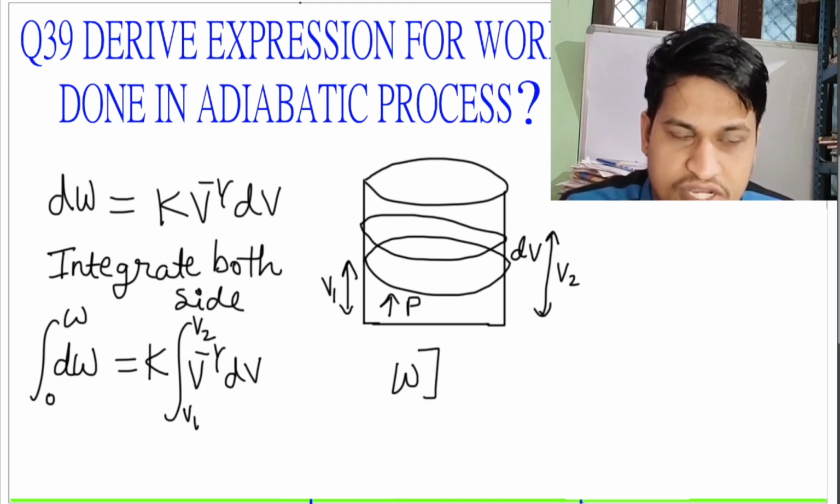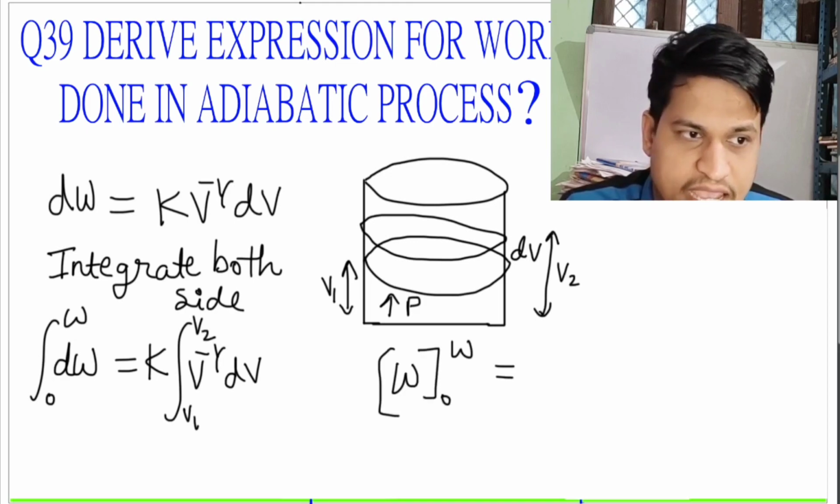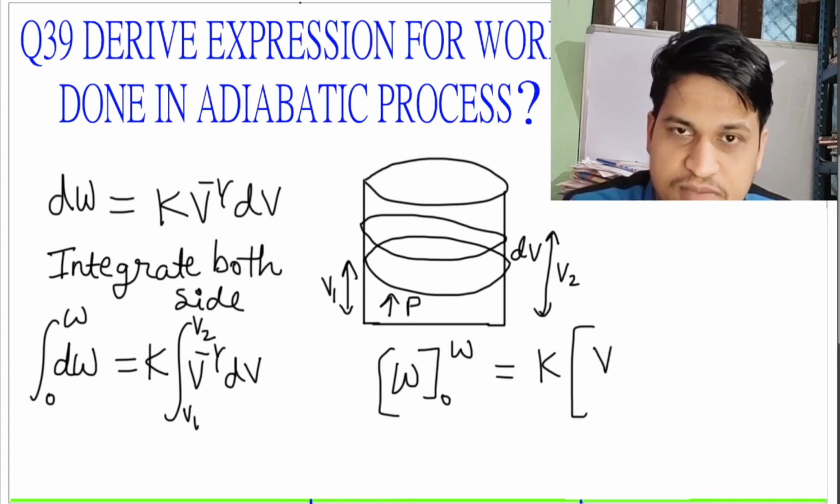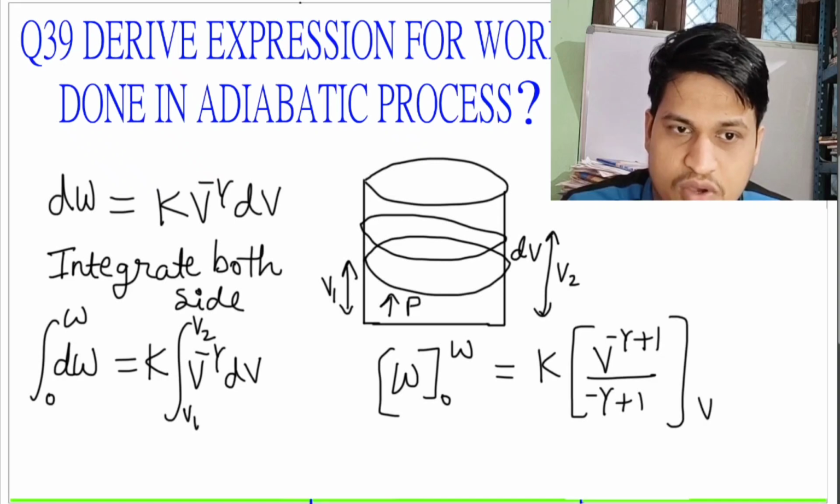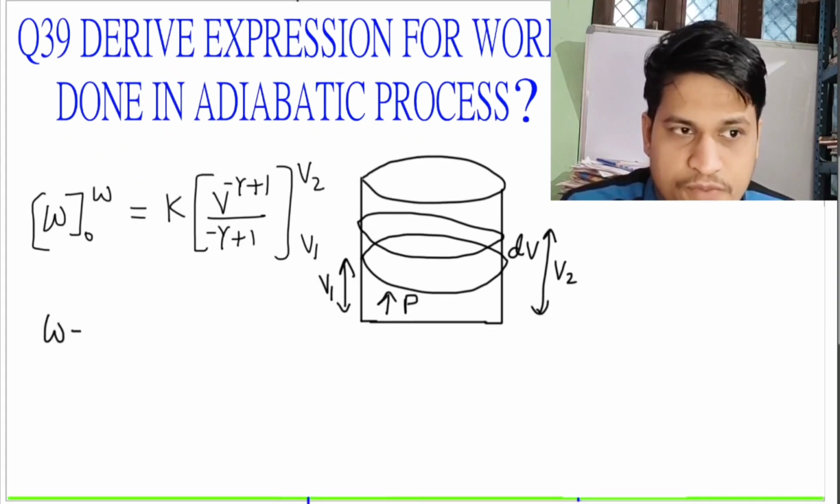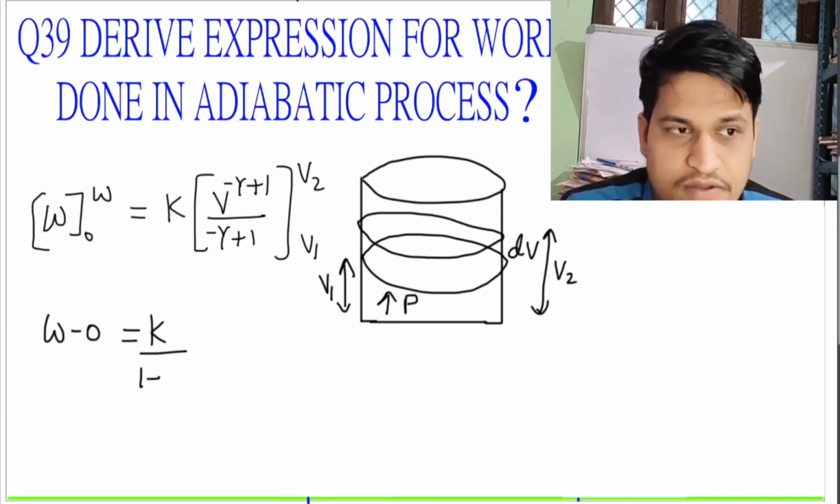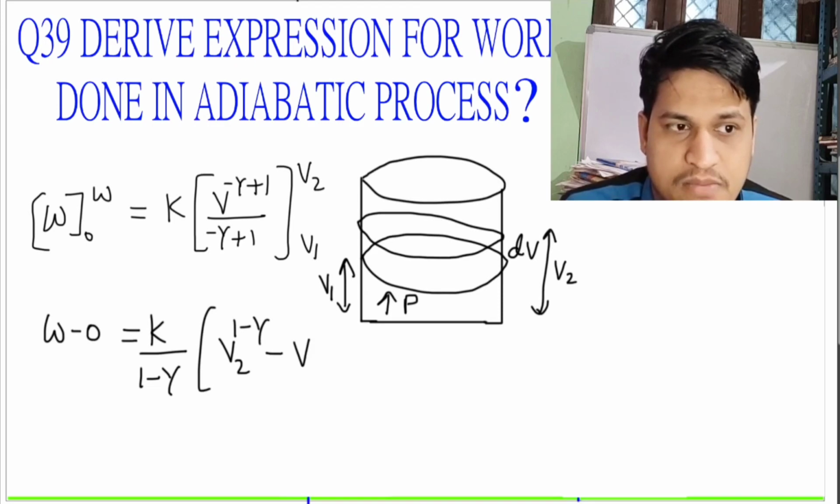Okay, now integral of dW will be W, and integral of V to the power minus gamma will be V to the power minus gamma plus 1 upon minus gamma plus 1, and limits will be V1 to V2. Now in order to find W we have to put in the limits. In place of V we will put the upper limit V2 to the power 1 minus gamma minus V1 to the power 1 minus gamma.